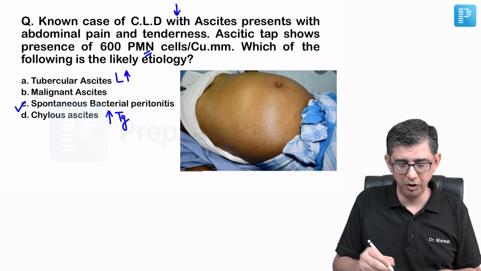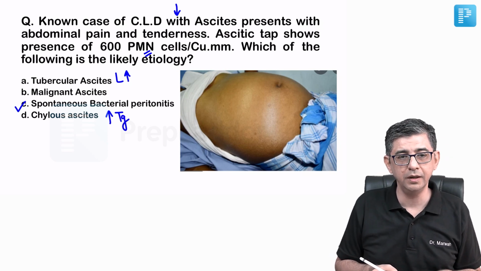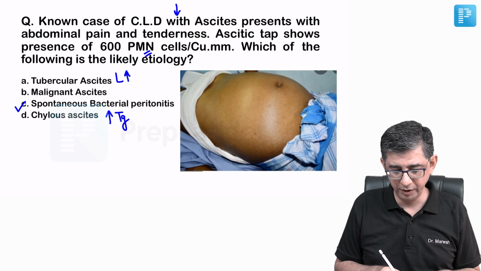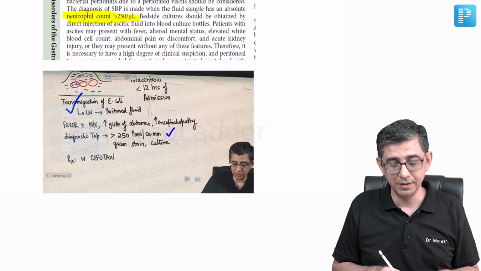So a couple of options can be easily ruled out, and then between B and C, I think spontaneous bacterial peritonitis, based on the cutoff of 250, is the answer here.